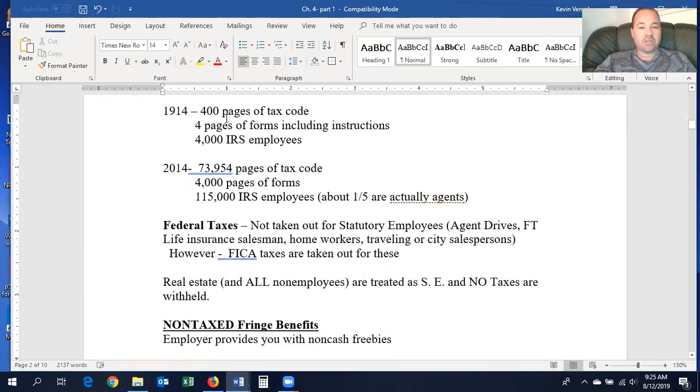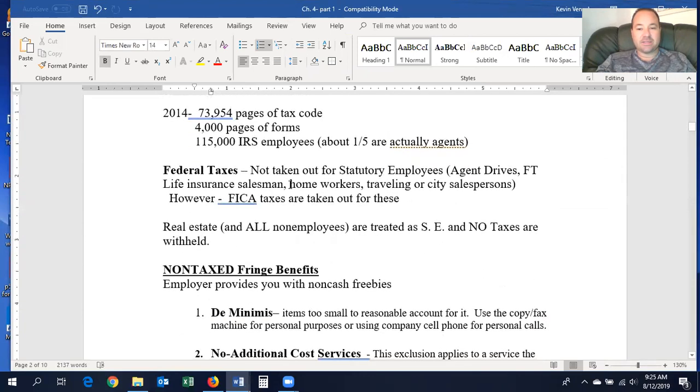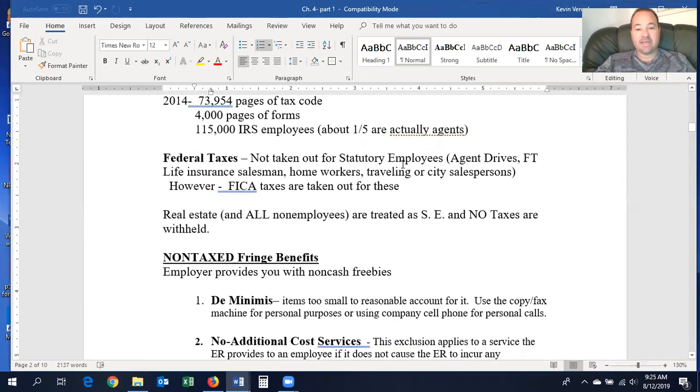All right, so you can see how much the tax code has expanded in 100 years. Incredible amount of tax code. You can read through those. All right, federal taxes, you can see who it's not taken out for.